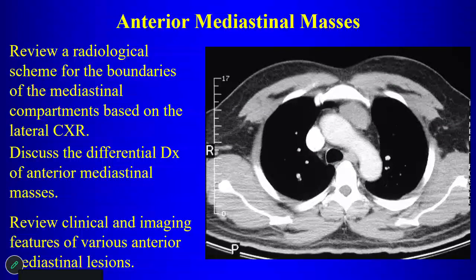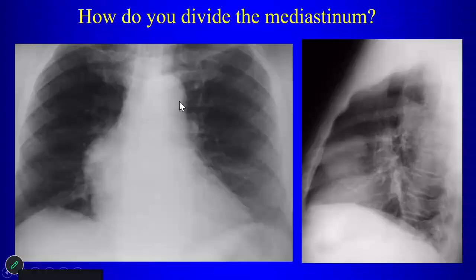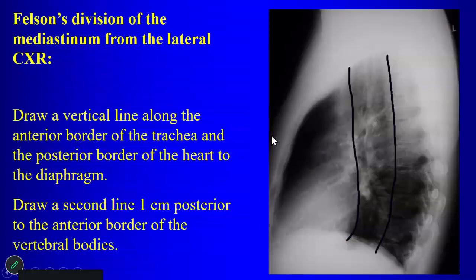All right, so today we start our section on mediastinum. We'll talk about the boundaries of the mediastinum, differential diagnosis, et cetera, et cetera. So in terms of dividing the mediastinum into the various compartments, I find that the Felson classification is the most useful to use if we're going by the chest radiograph. So we divide it into anterior, middle, and posterior.